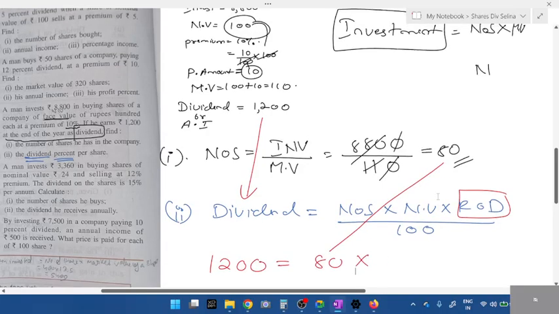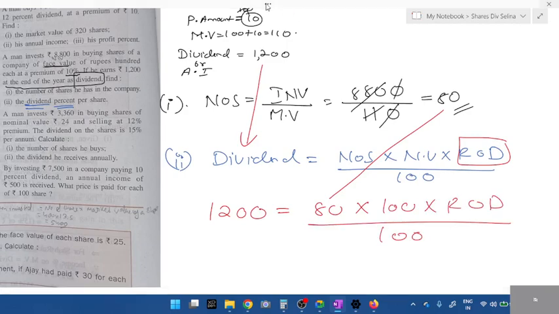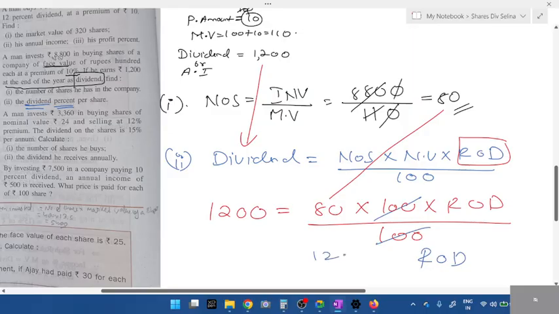What was nominal value we got? Correct, 100. Complete. 15%. If they ask dividend percent, answer also should be percent. Got the answer, all of you?